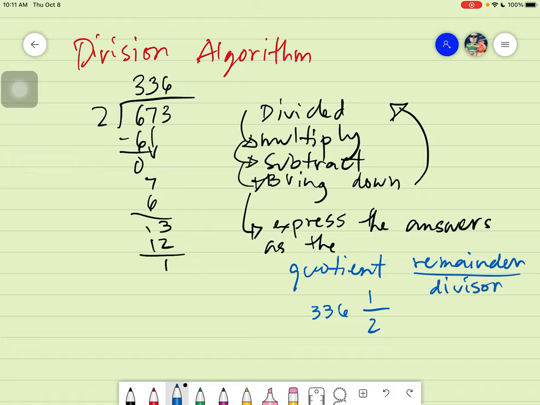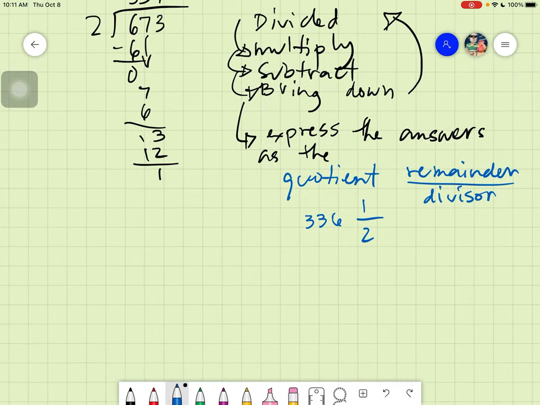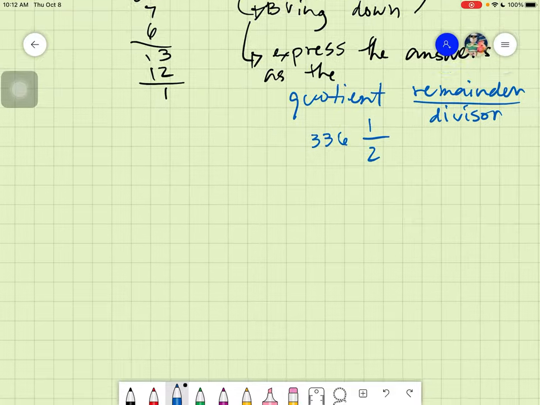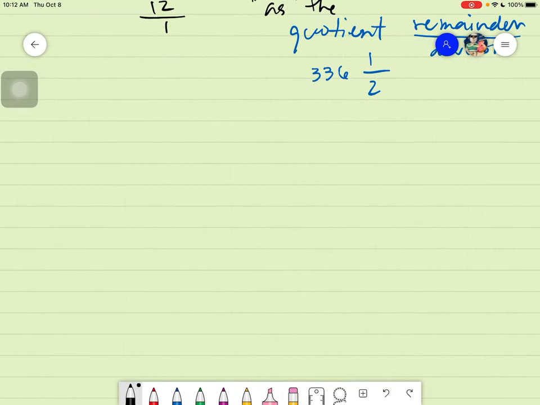The same goes when it comes to polynomials. What we do is the same: we divide, multiply, subtract, and bring down. But the thing about this one is yung process natin is a little bit different, especially for the division part. So, let's go to our example.